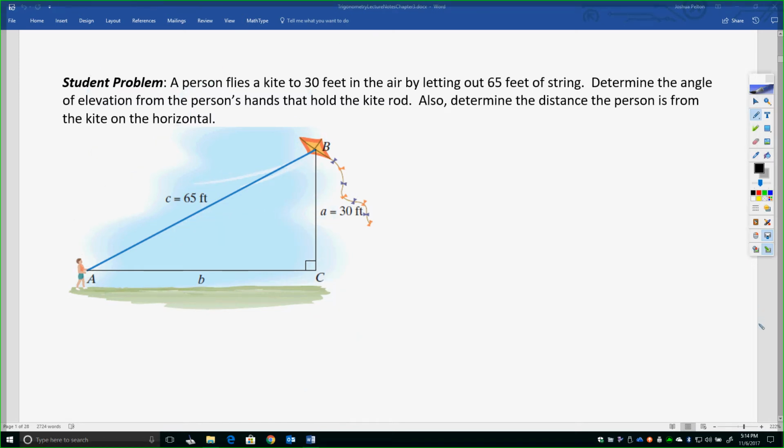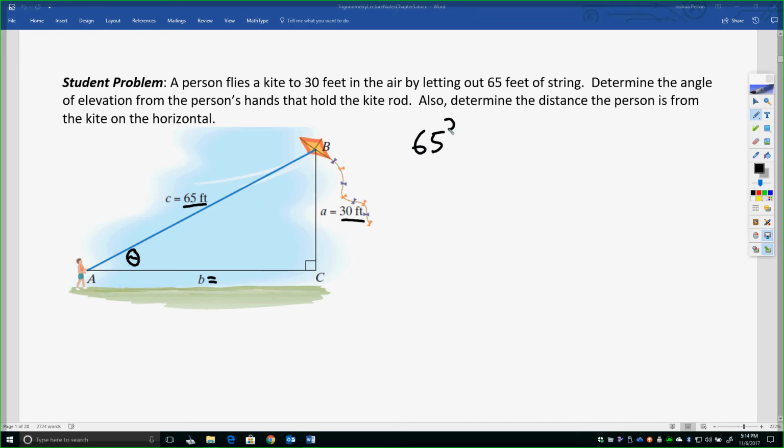Alright, a person flies a kite that is 30 feet in the air, and he lets out 65 feet of rope or string. Determine the angle of elevation, so that's right here, and the distance the person is. So we're going to make that as B, I guess, in this case. You can call it any letter you want, though, really. Alright, so this is a right triangle. We do not need to use trigonometry here. We can use our basic geometry for the Pythagorean theorem.